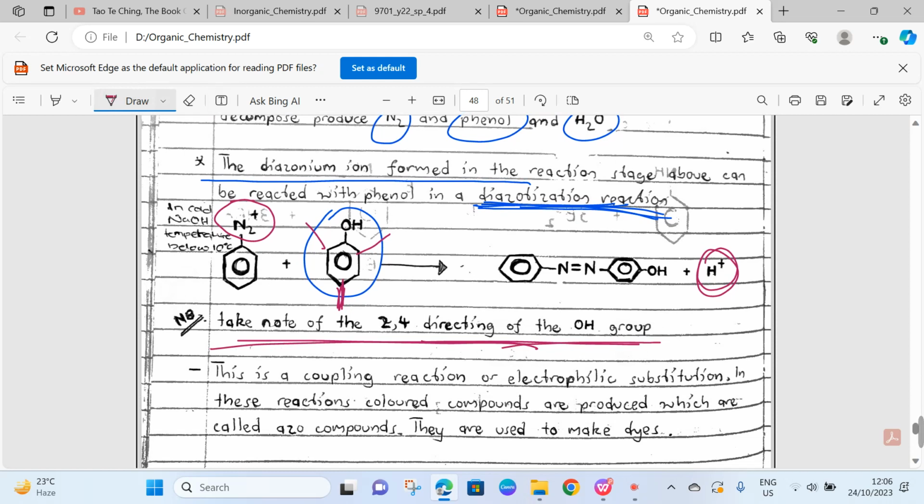So I really try to think around how this was formed. There was a hydrogen atom that was here, and it was replaced by this N2 structure. Then this positive charge was taken by the hydrogen here on the other side. That's all. So this is a coupling reaction or electrophilic substitution. In these reactions, colored compounds are produced, which are called azo compounds. They are used to make dyes.